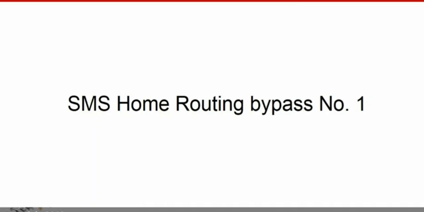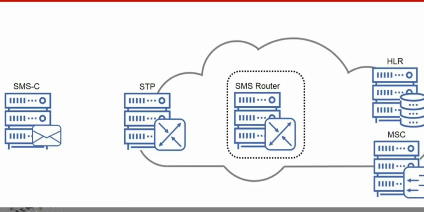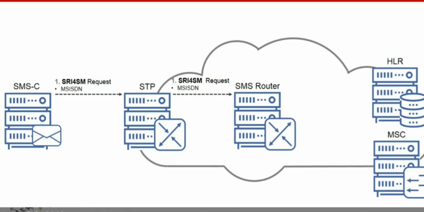Now I will explain how this system, SMS home routing, could be bypassed by a hacker. SMS home routing introduces one more node into the mobile networks. This is the SMS router. Now, when some SMS center sends a send routing info for SM request to the mobile network, the border STP should send this message not to the HLR but to the SMS router.